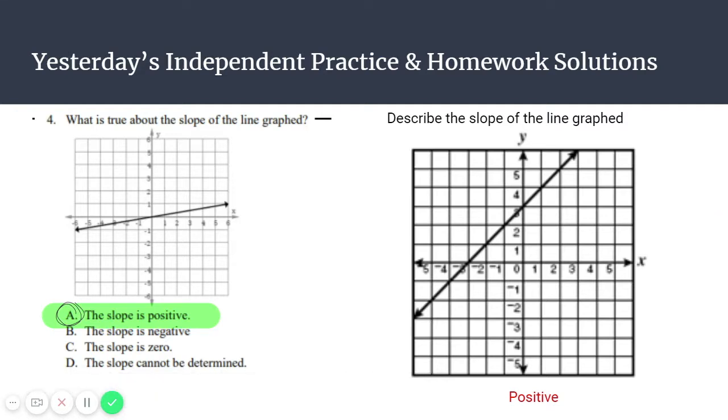For yesterday's independent practice and homework, you were given the following 2 questions. The correct answer for number 4 is A, that it is a positive slope, as we see the trend is increasing, so therefore the slope is positive. If you're looking at the second question, the answer is positive for that one as well, as we see our values for our X and Y coordinate are increasing as we go to the right, so therefore they're both positive.